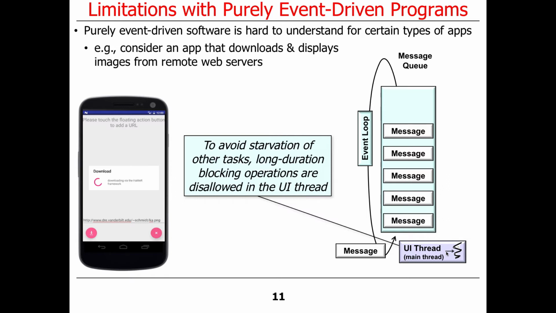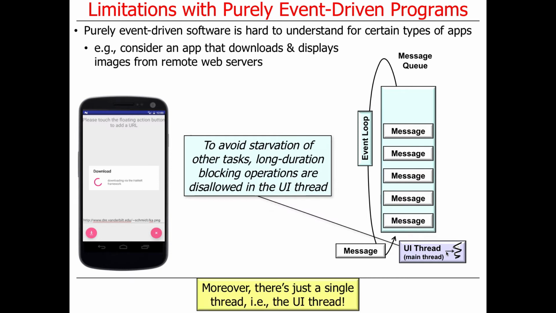So if we want to do this, if we want to avoid starvation of other things going on, like interacting with the user, we really don't want to have, or we cannot have in Android, blocking operations taking place in the UI thread. So downloading an image in the naive way of just saying read or get URI or get content, those things will block. And that will cause problems. That'll cause the dreaded application not responding exception. So one problem is it's not going to work.